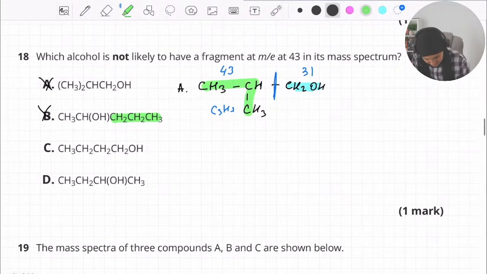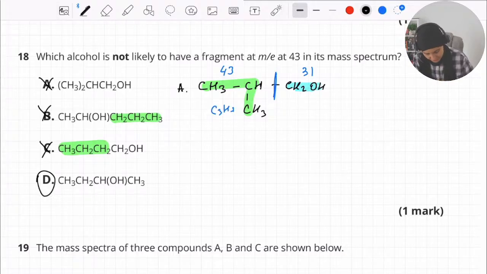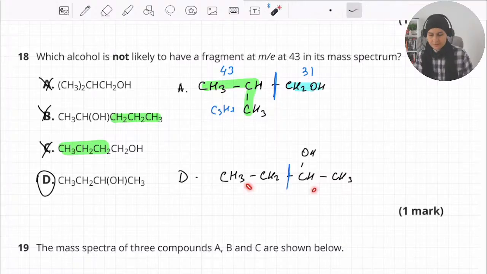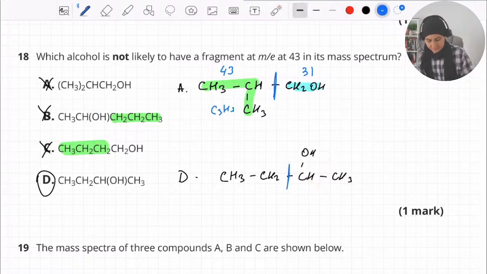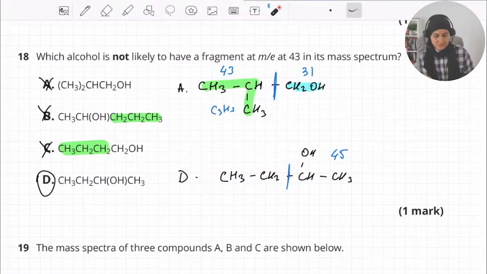And also C, this is the fragment again, C3H7, so this fragment has a molar mass of 43. So it must be D then, right? But let's check. If I redraw D, I would get CH3CH2CH(OH)CH3. Probably the closest molar masses would be if I break this bond. Let's check these two fragments. Definitely not that one, because this is C2H5, too small. But this one, let's check the molar mass: 2 carbons, so 12 times 2, plus 5 hydrogens, plus 16 for oxygen, so 45. So the most likely fragments would be this one and the one at 45.